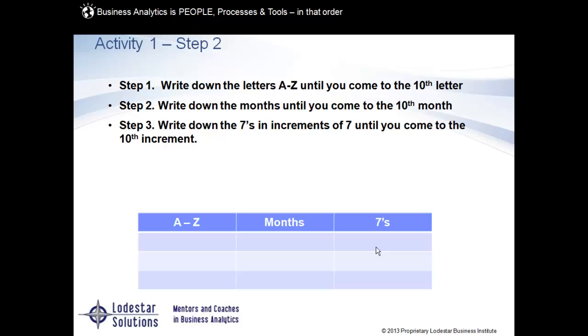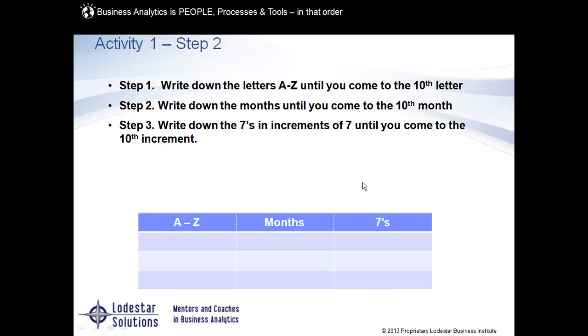Step 1, I want you to write down the letters A to Z until you get to the 10th letter. Step 2, I want you to write in the months column, January, February, March, until you get to the 10th month. In column 3, I want you to write increments of 7 until you get to the 10th increment, 7, 14, 21. So just to recap, you are going to first write A, B, C. Finish that till you get to the 10th letter. Then months, January, February, March. Do that till you get to the 10th month. Then repeat the same process with sevens, 7, 14, 21.